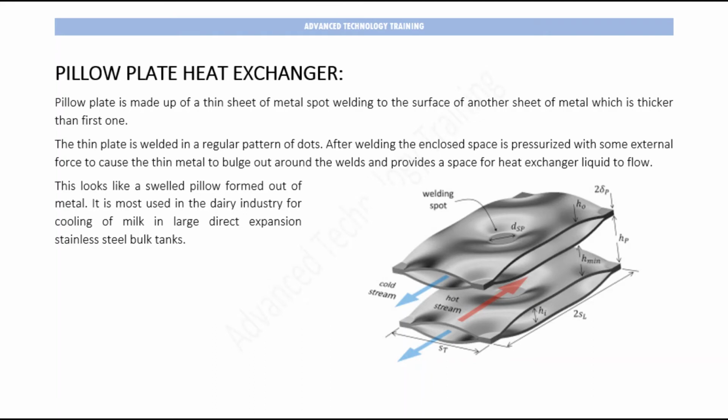Pillow plate heat exchanger. A pillow plate is made of a thin sheet of metal spot welded to the surface of another sheet of metal which is thicker than the first one. The thin plate is welded in a regular pattern of dots.